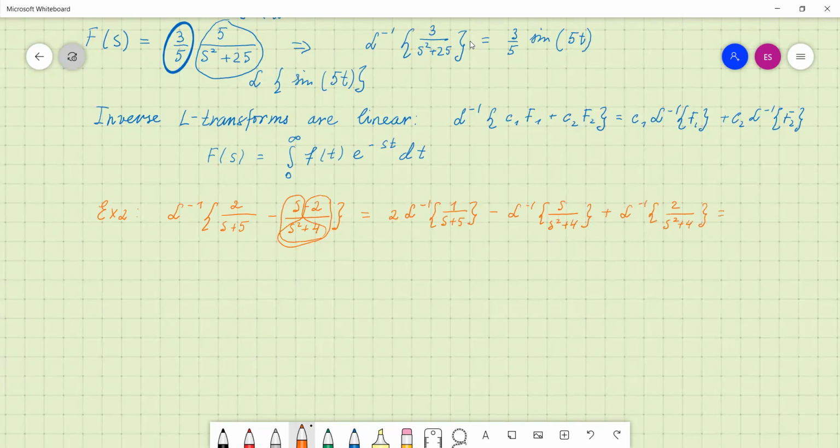Now we'll need to figure out which function produces this one, which function produces this one, and which function produces this one, and just combine them together. Well, what we know about this one, remember the table or the previous lecture, is that this one is an exponential function. So I'm going to copy 2 with just the coefficient, and then I'm going to say that this is e to the power of negative 5t. Remember, for exponential function, it's s minus a, which is going to give you e to the power of at. So when you have plus here, it's going to give you a minus here. Right, next one is going to be the cosine, right?